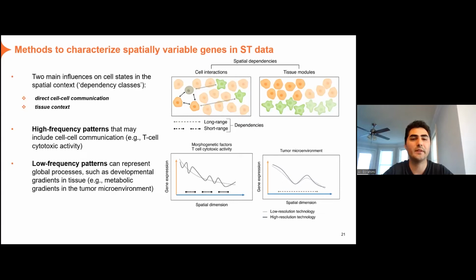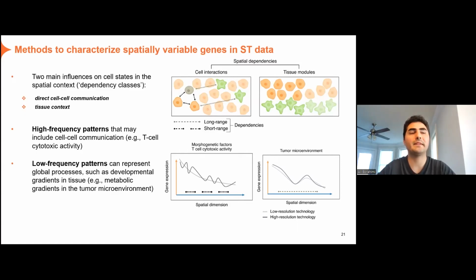I think eventually what we want to quantify is what genes show a spatial variability in a spatial transcriptomics data set. And this spatial variability could be at the tissue level, which you may also call low frequency patterns. Let's say when there are global gradients of metabolites within a tissue type, and that may lead to long range gradients in the gene expression within a specific region, let's say the tumor microenvironment.